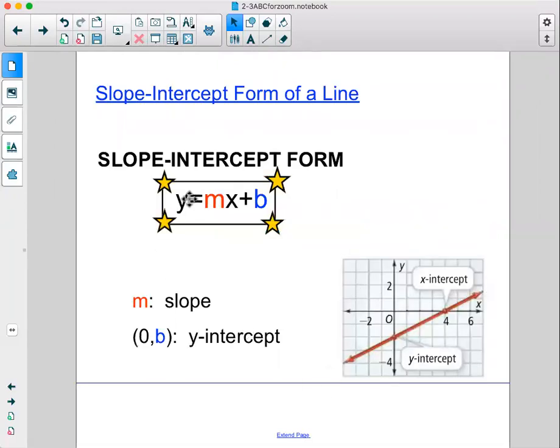And if you know the slope, m, and the y-intercept, 0, b, b is here. And so the slope-intercept form reveals the slope, m, and the y-intercept, which is 0, b. The b is in this equation.